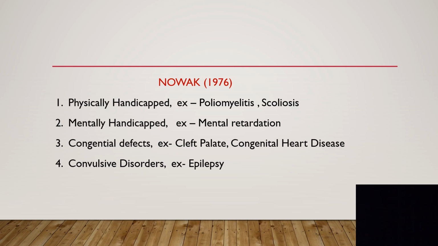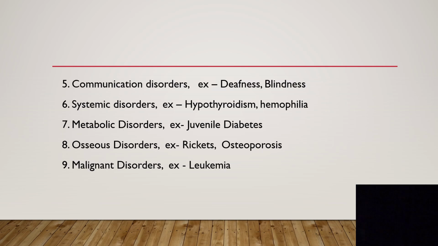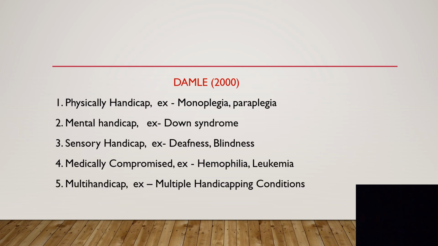Novak, 1976: physically handicapped, poliomyelitis, scoliosis, mentally handicapped, mental retardation, congenital defects. Examples are cleft lip palate, congenital heart disease. Convulsive disorders, the example is epilepsy. In communication disorders, deafness or blindness, systemic disorders, hypothyroidism or hemophilia, metabolic disorders, juvenile diabetes, osseous disorders, rickets or osteoporosis, and malignant disorders, example, leukemia.